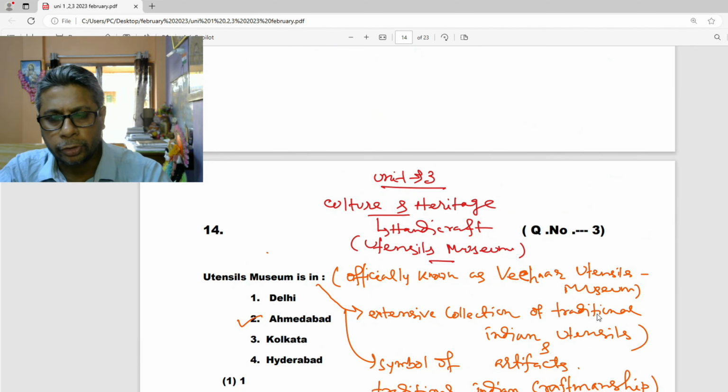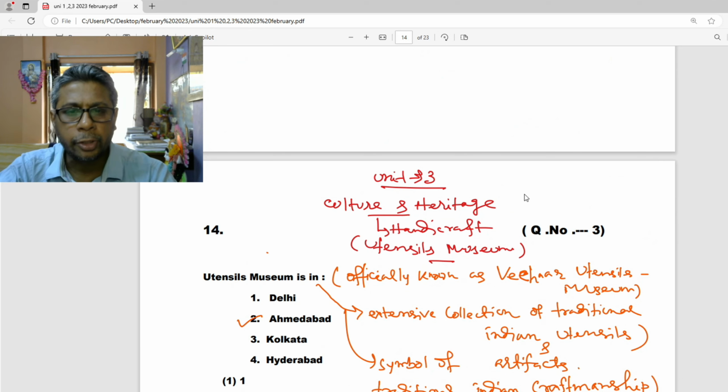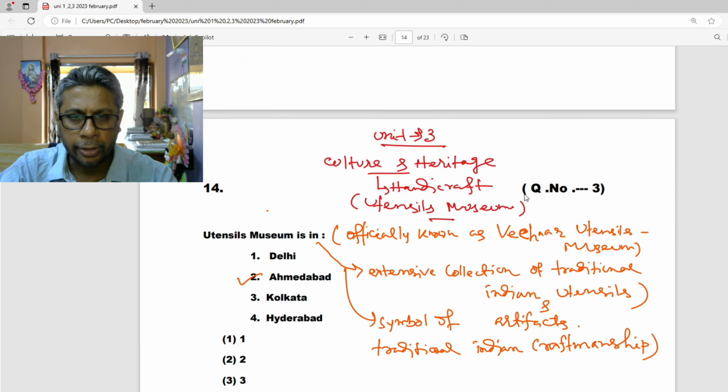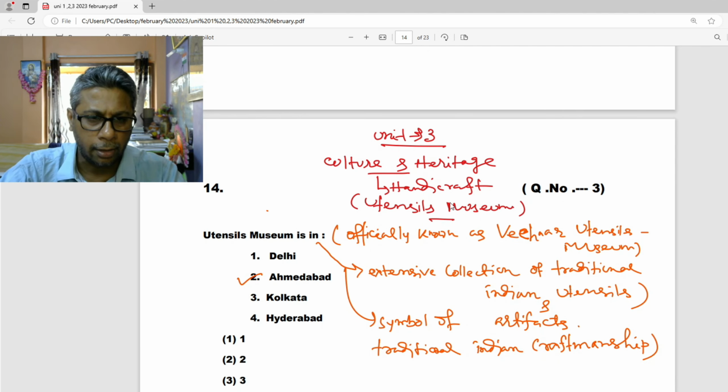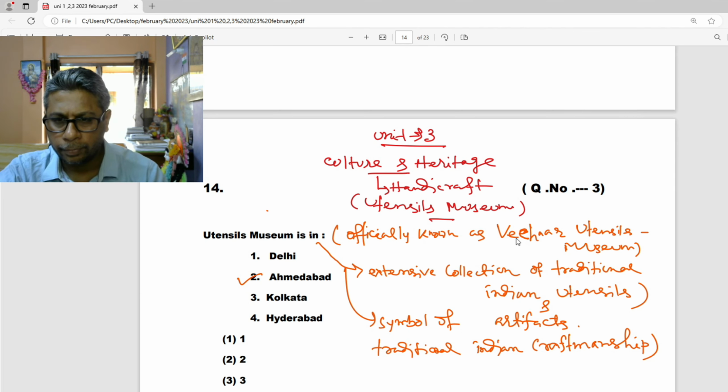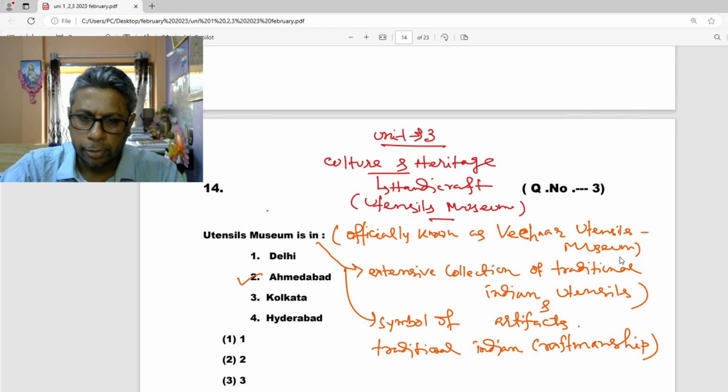Next important question, question number 3, culture and heritage. Culture and heritage based on handicraft. Utensils Museum is located in Ahmedabad and officially known as Vishalla Utensils Museum. It has an extensive collection of traditional Indian utensils, and is a symbol of artifact and traditional Indian craftsmanship.